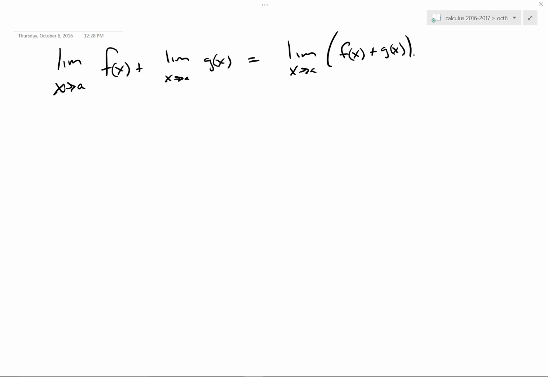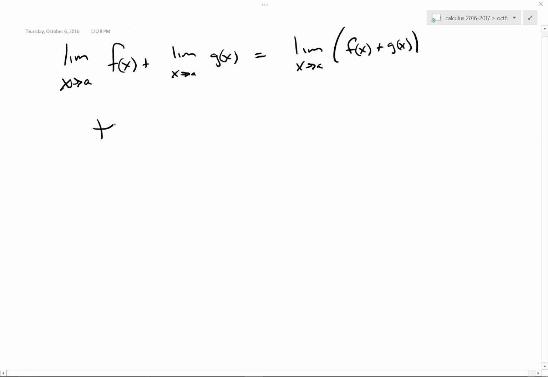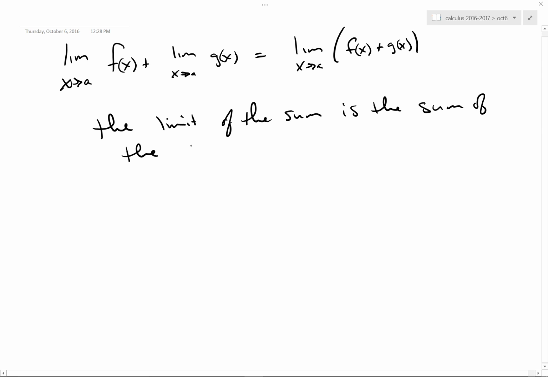Now, that's all great and good, Mr. Grimm. The way we like to say this is this. The limit of the sum is the sum of the limits. In other words, if you have this, you could just do each piece individually instead. Frequently, that is how we will use it.